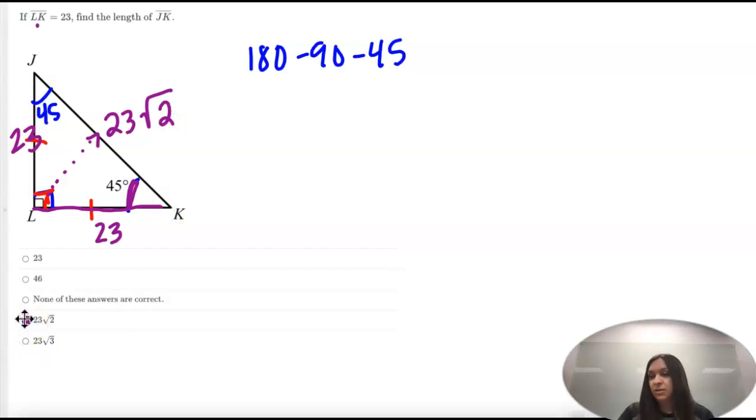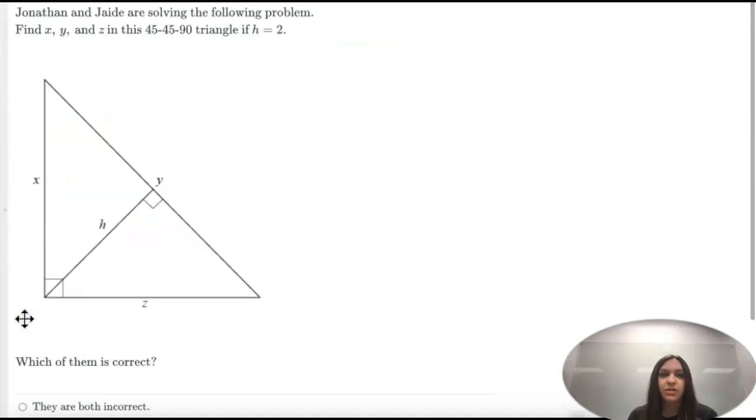I would always have those open in your notes so you know what the triangles look like.